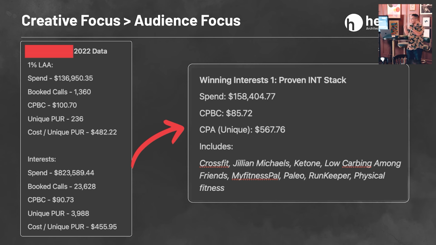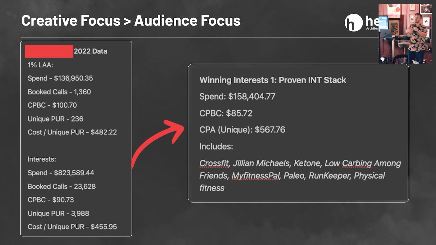So what did that do? Well, it dropped the cost per book call to $85. CPA was around $567. Not great. We wanted to bring it lower, right? But this should work technically. These are audiences that were proven, but it's still just higher cost per book call.